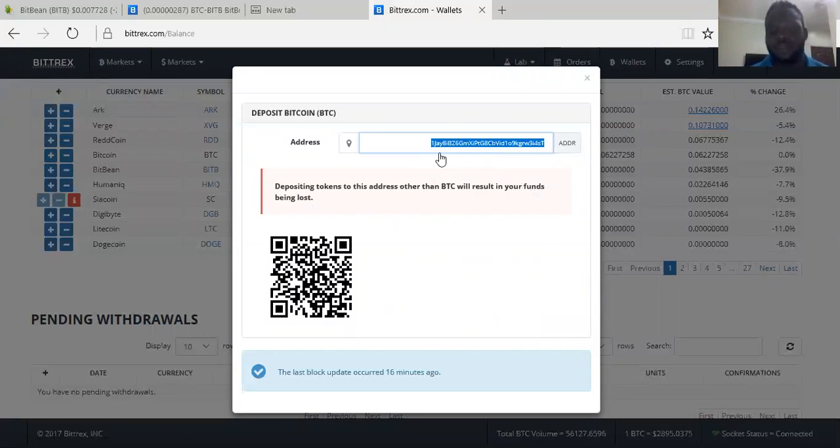Copy that same address. Once you copy that address, you go to your blockchain or Coinbase wallet or Zap or any kind of wallet provider you use. Put this address there. Send the amount of Bitcoin you want to trade with to this wallet. And that's as simple as that.